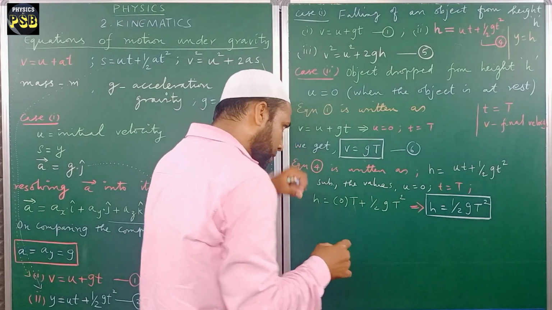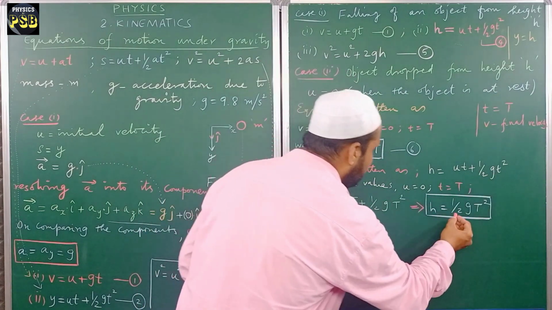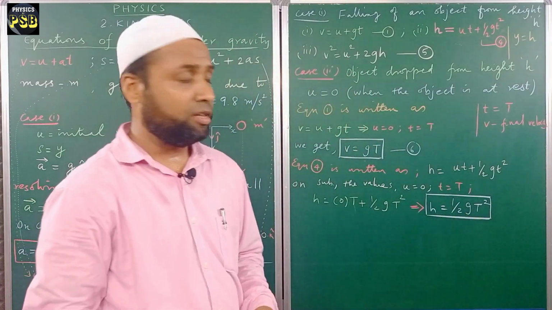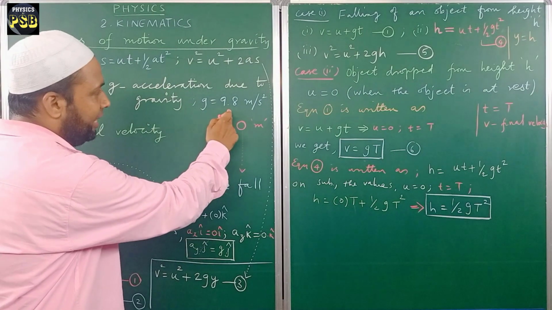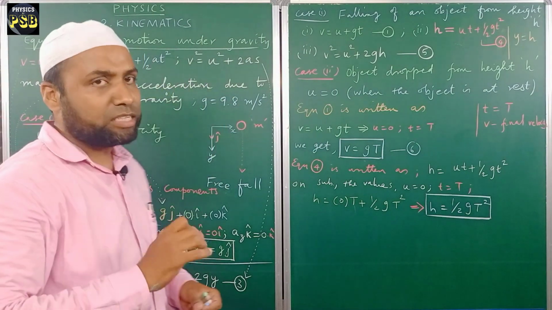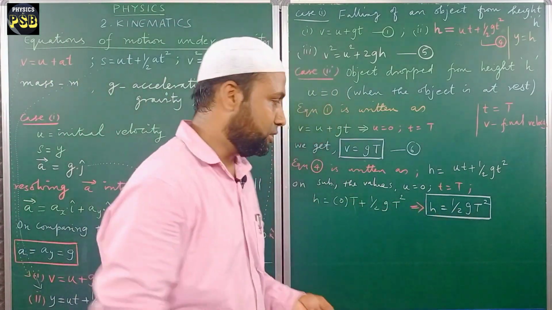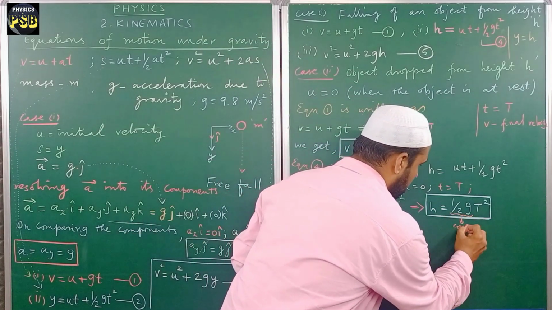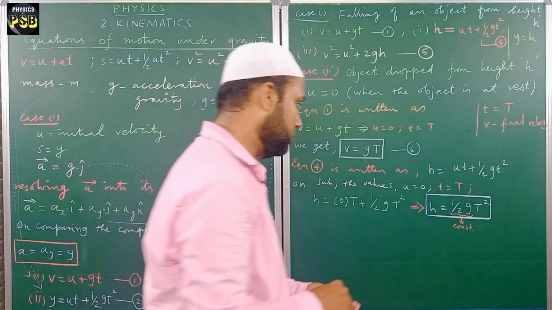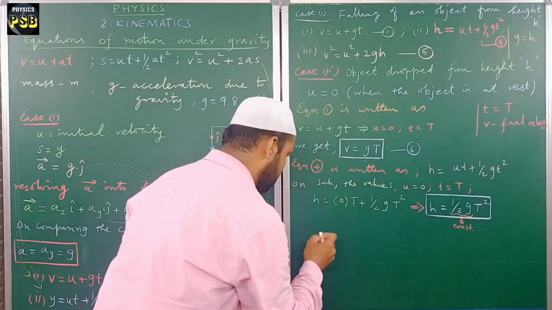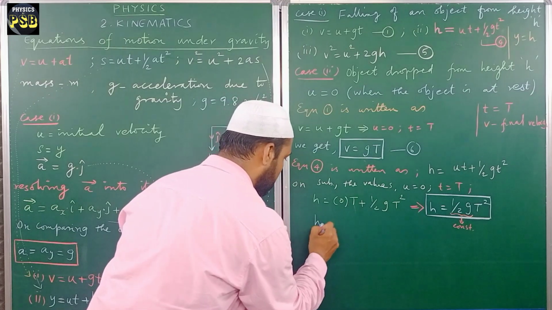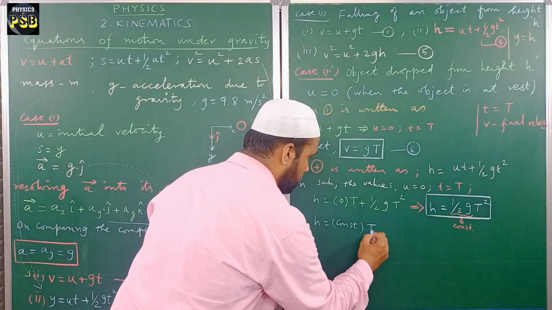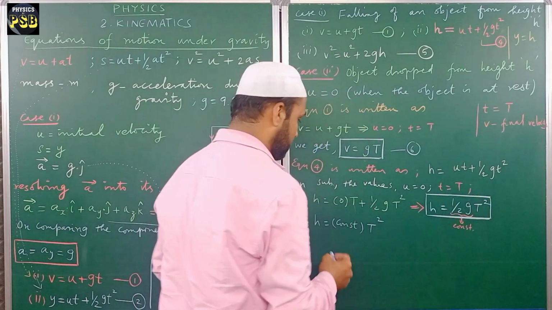Now here, if you see, half is a numerical constant, and g is the acceleration due to gravity, which is nothing but 9.8 meter per square second near the surface of the earth. So it is also a constant. The whole term is a constant. Fine. So this equation can be written in this manner: h equals a constant multiplied by t square.